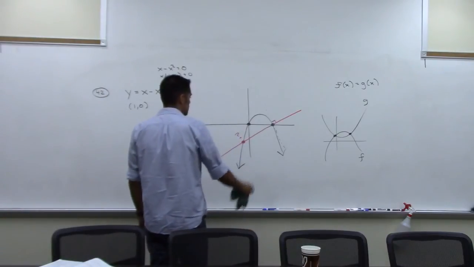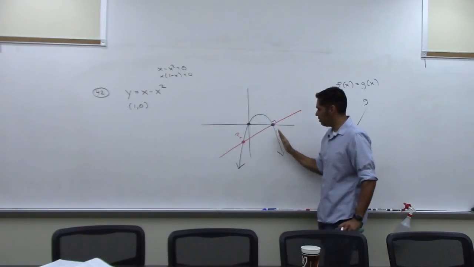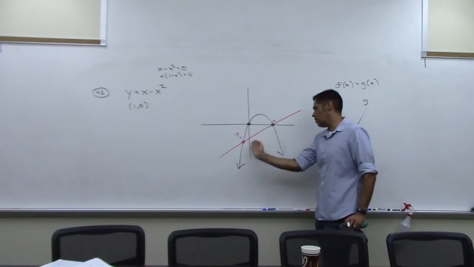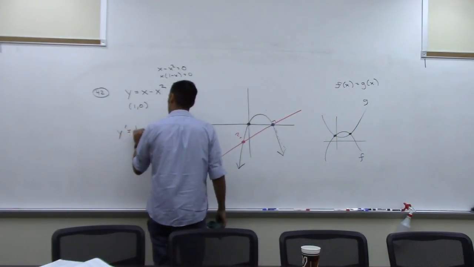So how do I find the equation of this normal line? First, I'm going to find the slope of the tangent line. Then I'm going to take the negative reciprocal of it to get the slope of the normal line. So start with the derivative. The derivative of this is 1 minus 2x.